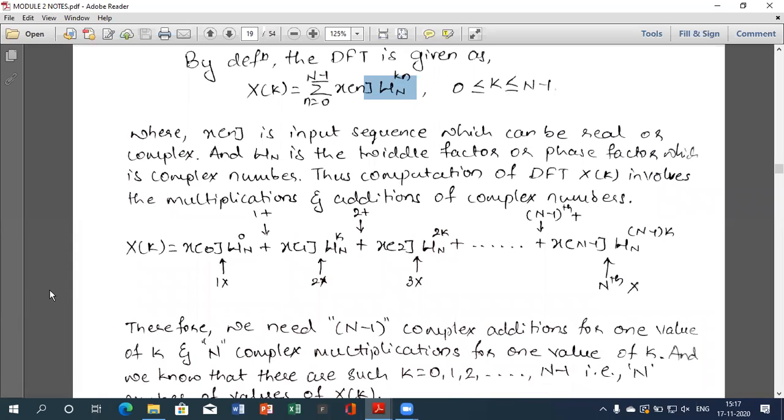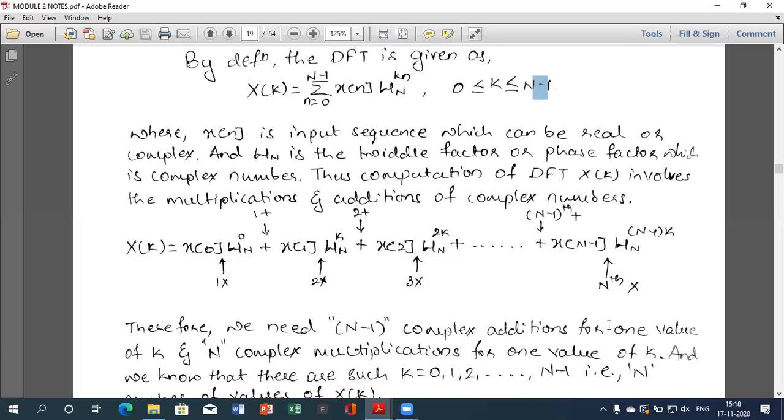Now look at this. In this expansion, we have 1, 2, 3, 4, like this up to N multiplications, because the value of k varies from 0 to N minus 1. So a total of N multiplications are carried out and N minus 1 additions are carried out here. If I want to perform only the k equals 0 term, if I substitute k equals 0 here, then what does it do?